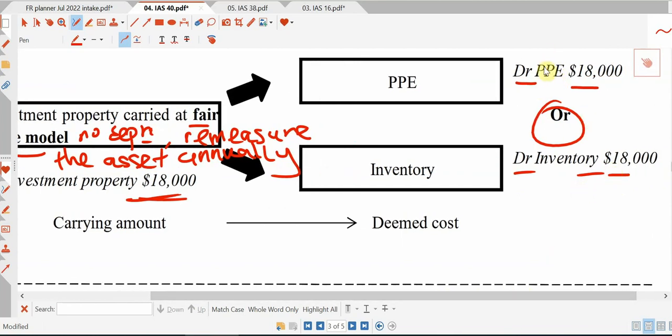Can I use cost model for PPE after this? Yes, you are welcome to, because this is a new starting point. You can choose your model for PPE, cost model, revaluation model, no problem at all. Just choose your model. But inventory is always the same one, the lower of cost or NRV. There's no model to choose for inventory, the lower of cost or net realizable value.